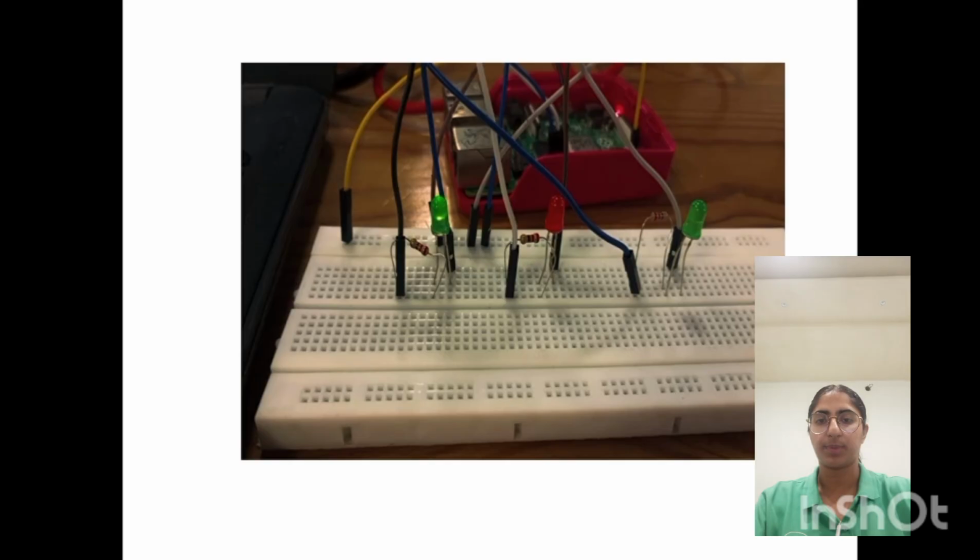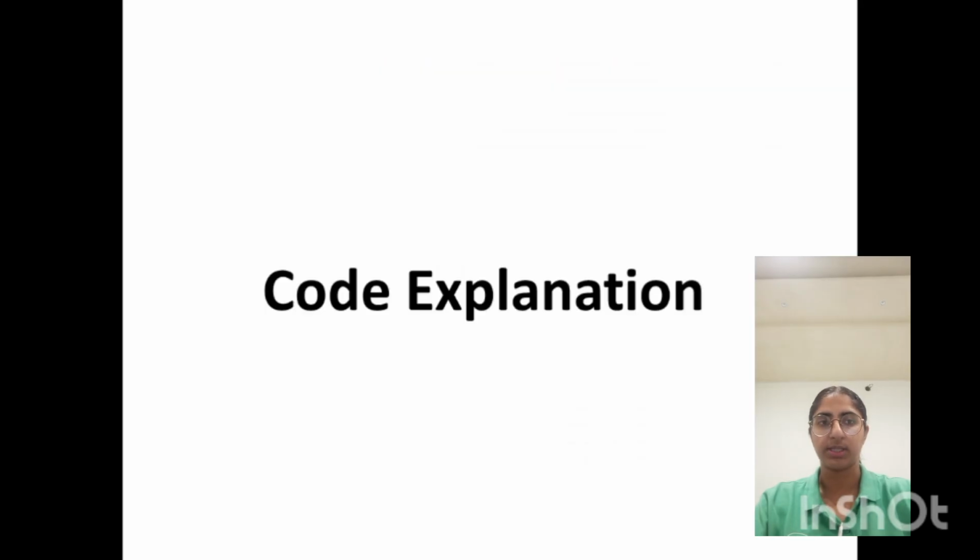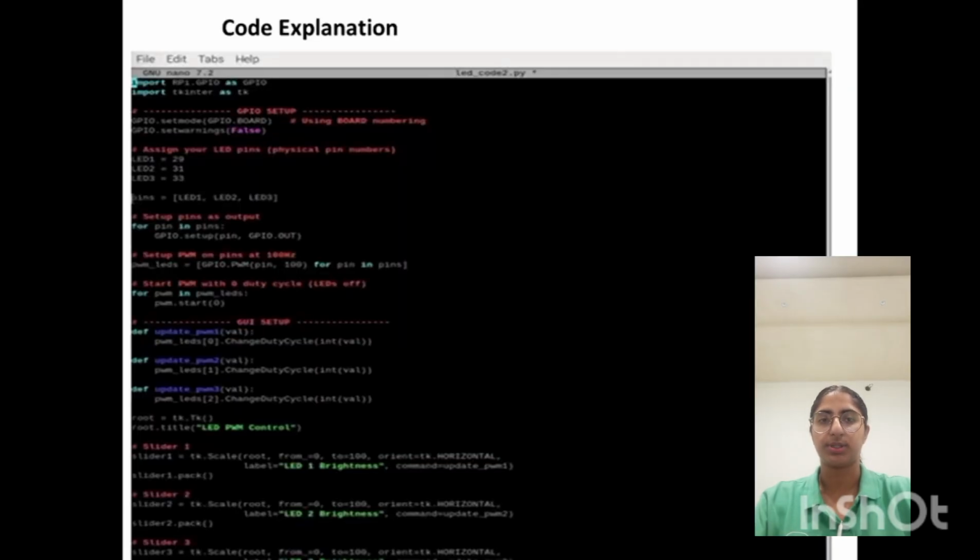For the software part, I have used Python programming along with the tkinter library for the GUI and the RPi.GPIO library to control the hardware pins. The program starts by setting the GPIO mode to board, configuring 3 pins as output. Then PWM is initialized at 100 Hz frequency for each LED, starting with a duty cycle of 0, meaning LEDs are initially off. The GUI is built using tkinter.